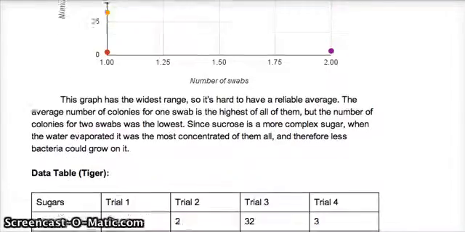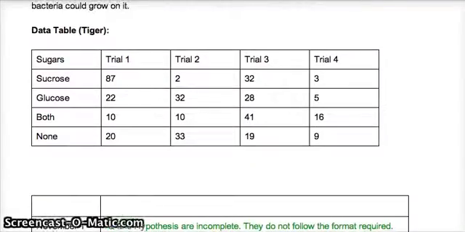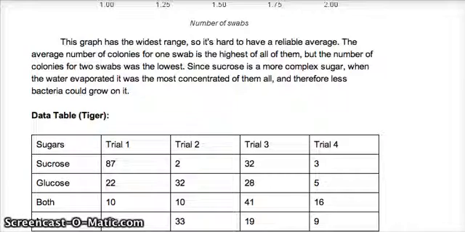And then here's the data table. And that's it. Thank you.